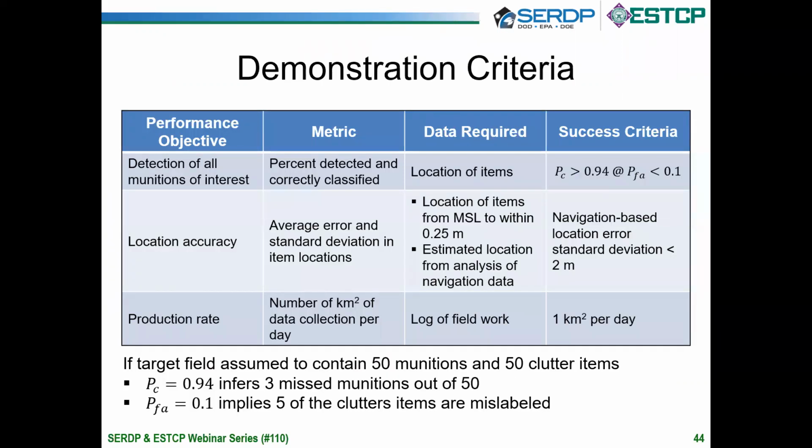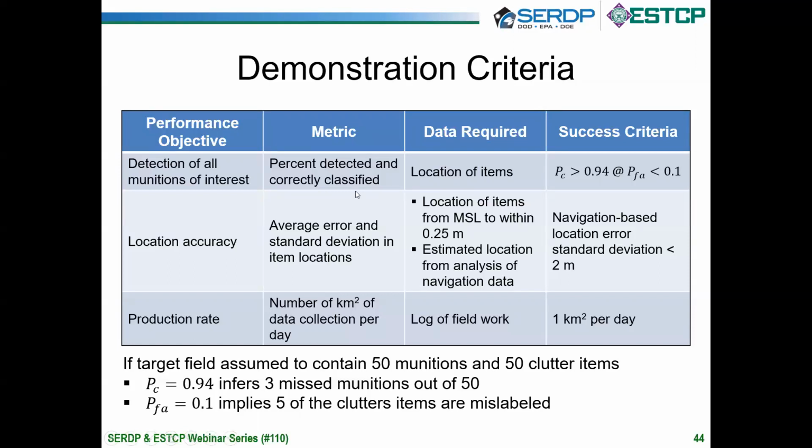What I'm showing here are demonstration criteria, and this chart is drawn from a workshop that SERDP conducted on if we're going to go out and do a munitions response task, what do we need? And so 3 of the tasks that came out of there was detection of all munitions of interest. These are the objectives. You want location accuracy and you want production rates. That's the left-hand column. So for us is what are the metrics? So it's the percent detected and correctly classified for the detection of interest. The metric for location accuracy is, of course, what is the average error and standard deviation in locating an actual item. The production rate is how big of an area can you survey in a day.